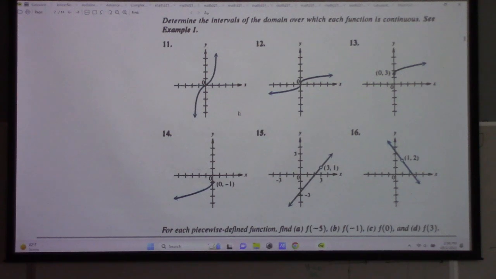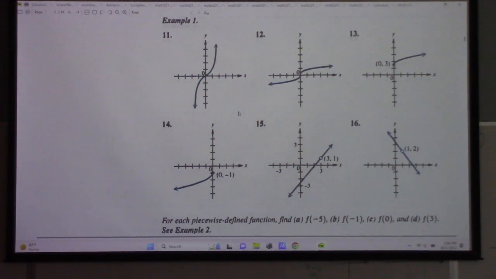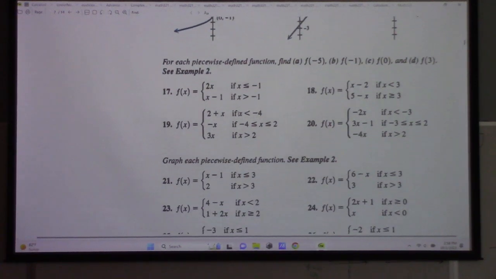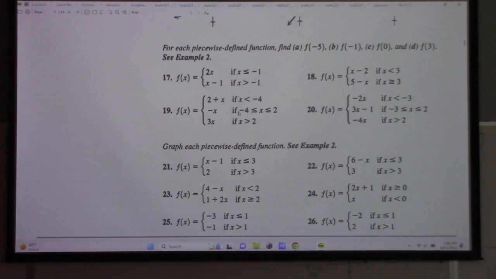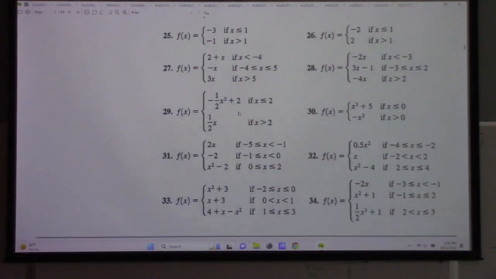Okay? 12 is everywhere continuous. 11 is everywhere continuous. 13 is everywhere continuous. 14 is everywhere continuous. 15 and 16 are the oddballs here. So, yeah. Cool. And we already did these today, didn't we? Yep. So, yeah.